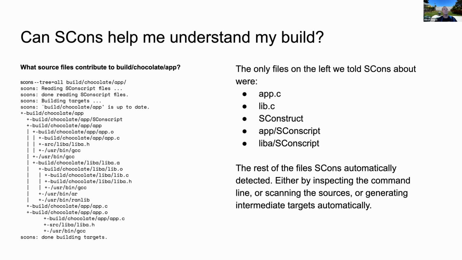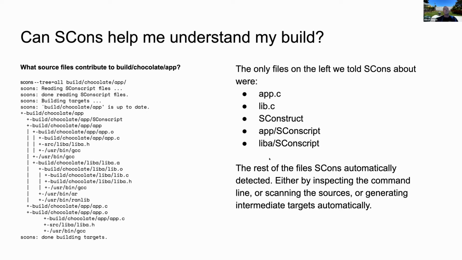All right. So SCons has built in a lot of tools to help you figure out, why is my build not working? Why are things being rebuilt? In this case, you can look at the dependency tree, which SCons generates from the specified program and static library. You can see, in this case, I'm only showing the build chocolate app. So you can see the graphically represented tree where app depends on the SCons script, depends on the app program, which depends on the object file, which depends on the source file, which depends on the header file, and the compiler.